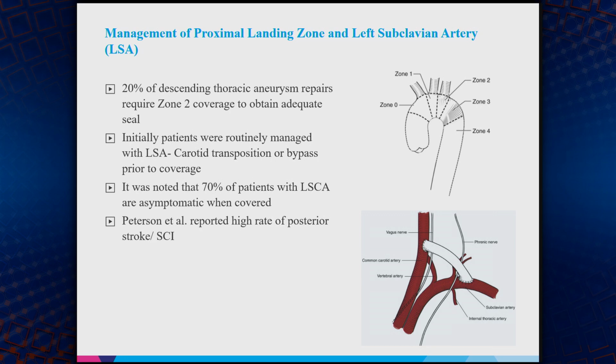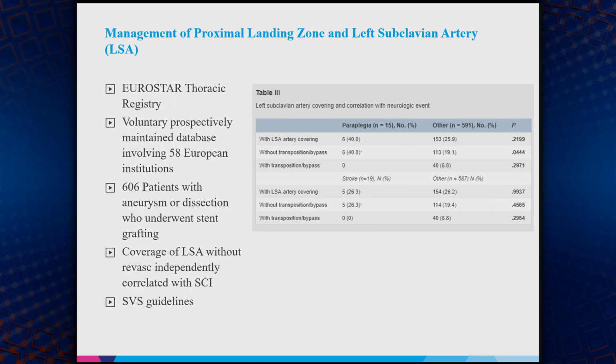left subclavian artery. Then there was a large institutional database report by Peterson et al. That showed a very high rate of posterior stroke and spinal cord ischemia in those patients that were not revascularized. But again, the number of patients he was really looking at that had issues with it was, I think, about 6 patients, so it wasn't a huge number of patients.